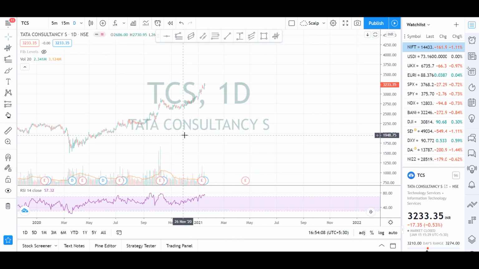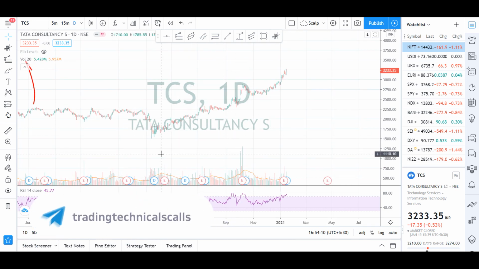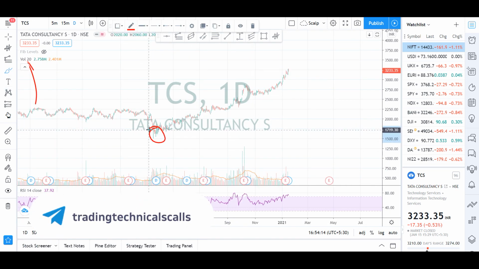This is a 1 day chart. There was a dip at this particular point, and then it has taken a top here. The second top was here, there was another dip here, and it is reaching higher. So if you see, it is going in a trend. It's an upward trend which is continuing.